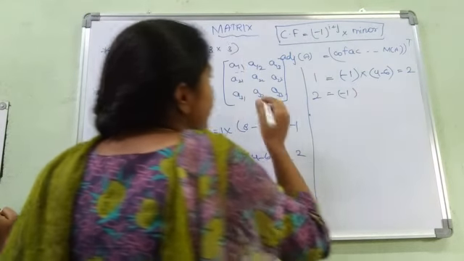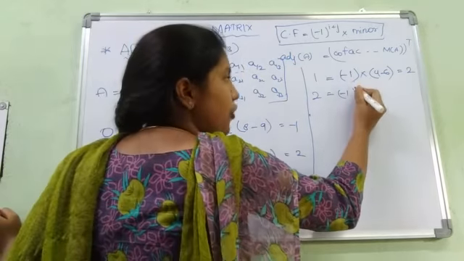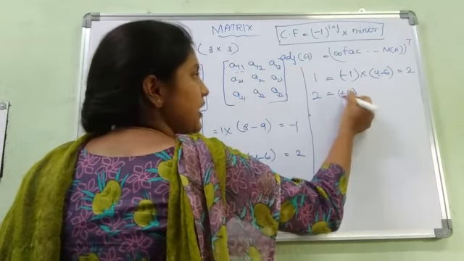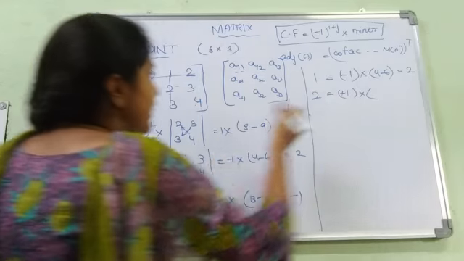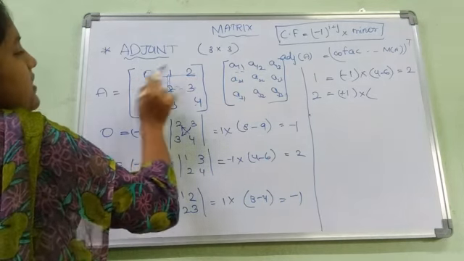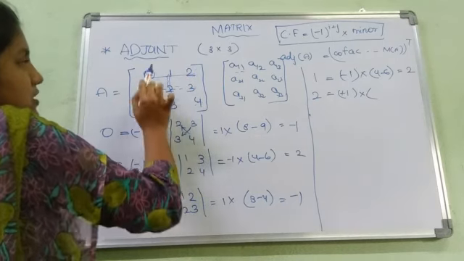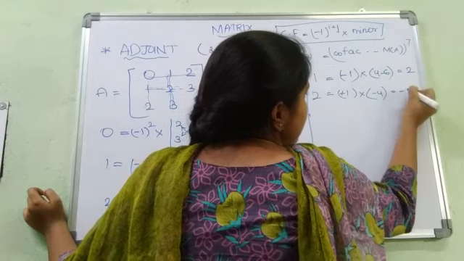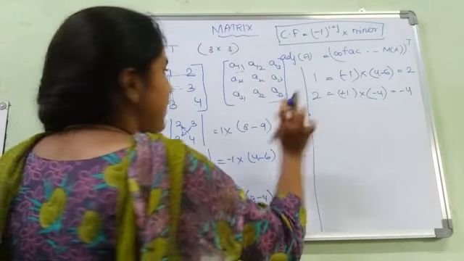-1 to the power of 2 plus 2, 4. So -1 to the power of 4 gives plus 1 into the determinant. As we remove the respective row and column, we will get 0, 2, 2, 4. 0 minus 4, it means minus 4. Minus 4 into plus 1 is minus 4.